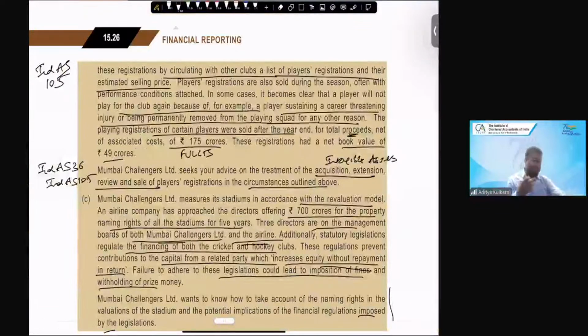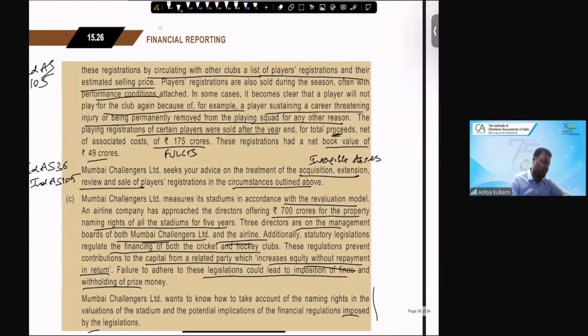Okay, जो भी है. Now, it is actively marketing, and sometimes players' registrations are also sold, often with performance conditions attached. In some cases, it becomes clear that a player will not play, for instance, in case of a life-threatening, in case of a career-threatening injury or being permanently removed from the squad. The playing registrations of certain players were sold after the year end for total proceeds of 175 crores. These had a net book value of 49 crores.